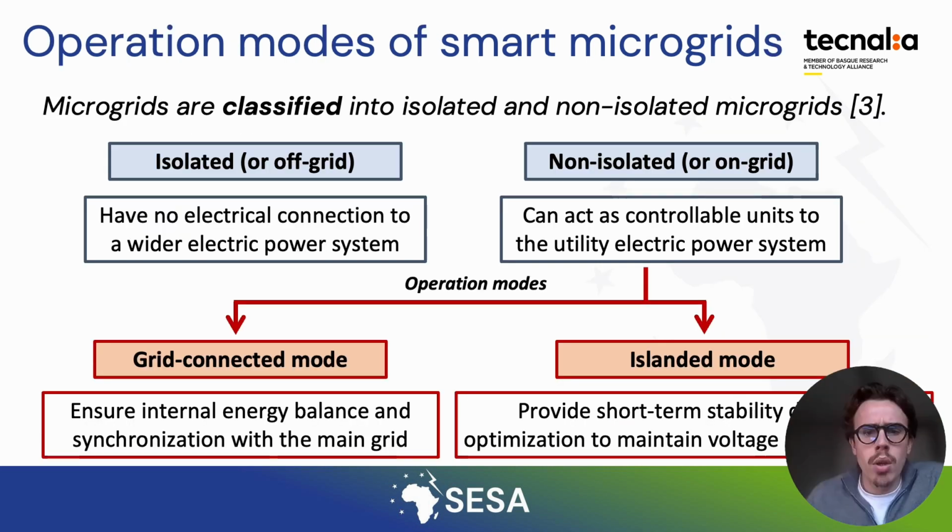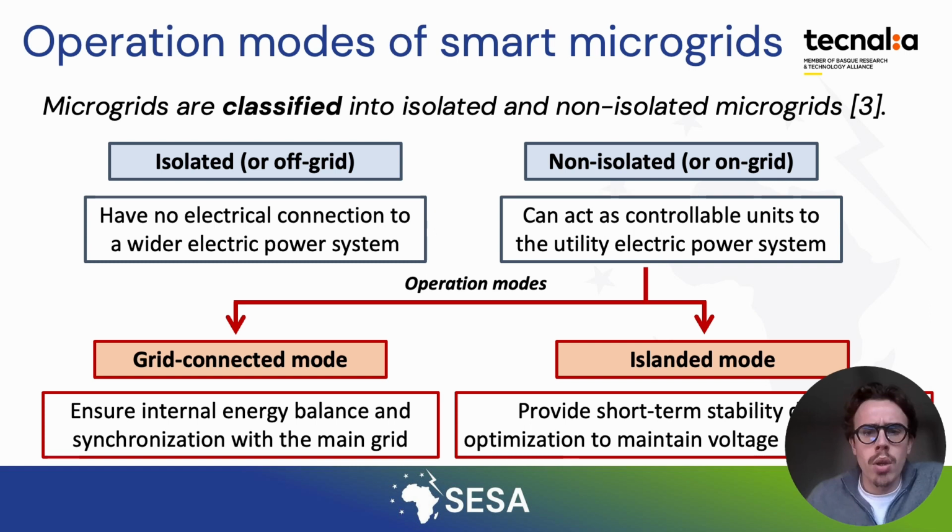There are two main types of microgrids according to their connection to the power system. We can find isolated or off-grid microgrids, which have no connection to the wider power system, so they rely totally on the internal energy resources. And then we can find the non-isolated or on-grid microgrids, which do have a connection to the power system, and therefore these act as a controllable unit for the whole power system.